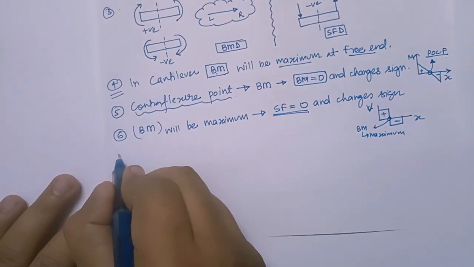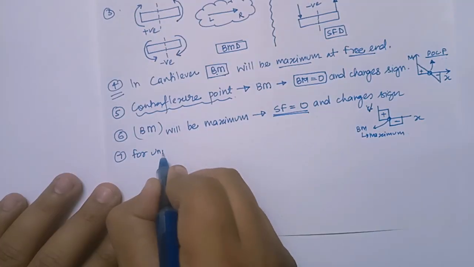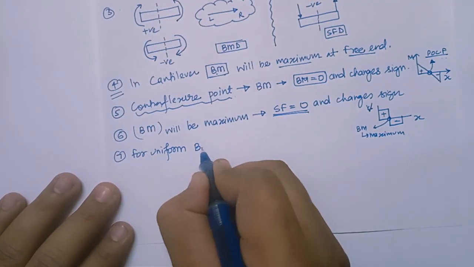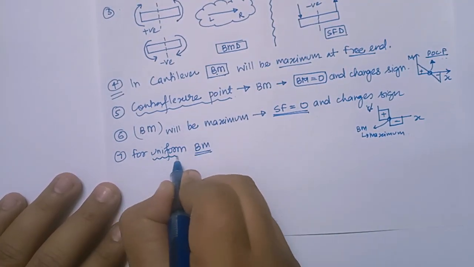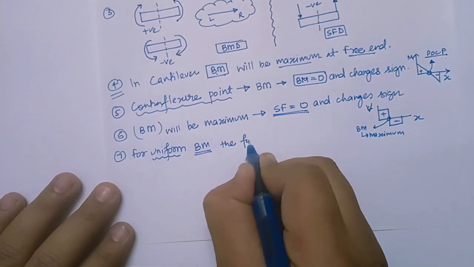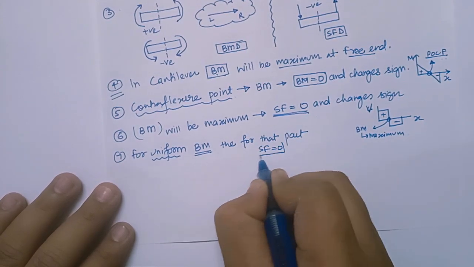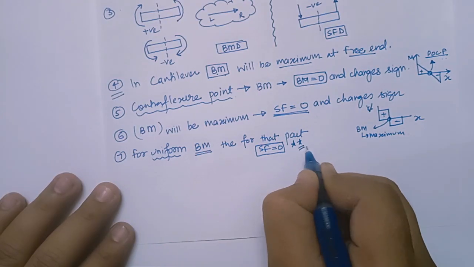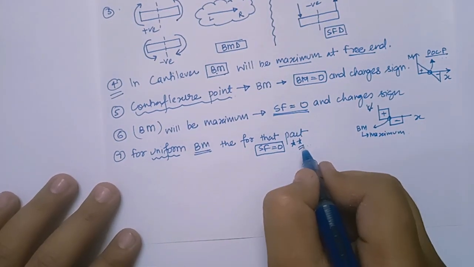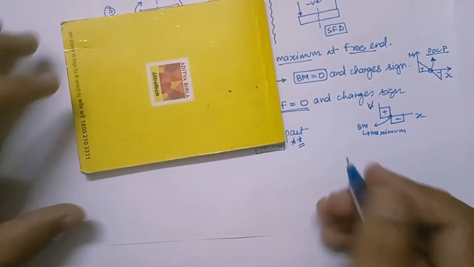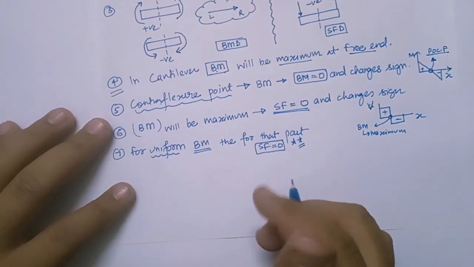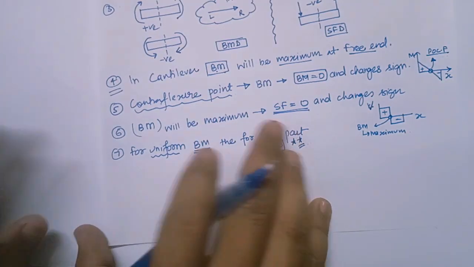And one more important point: for uniform bending moment, if the bending moment is uniform, then for that part shear force is zero, right? So this point is also very important. You should directly remember this, right? Now I will tell you some maximum bending moments for 8 cases, right?